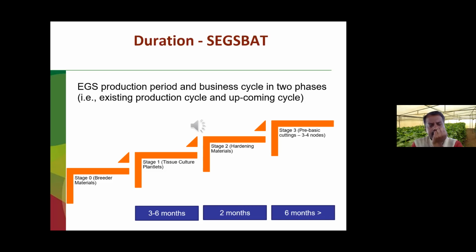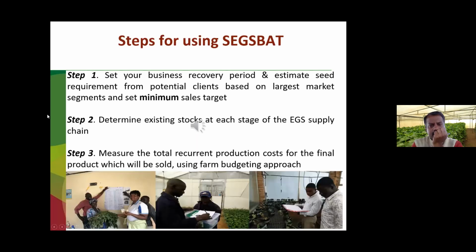So when you start utilizing this tool, you need to understand the complete cycle of the early generation seed supply chain. In order to use SEXPAT, you need to follow a set of steps. So the first step, you need to understand, once the investors have made their investment, when you are expecting to recover that money, and how long the investors can support your business.